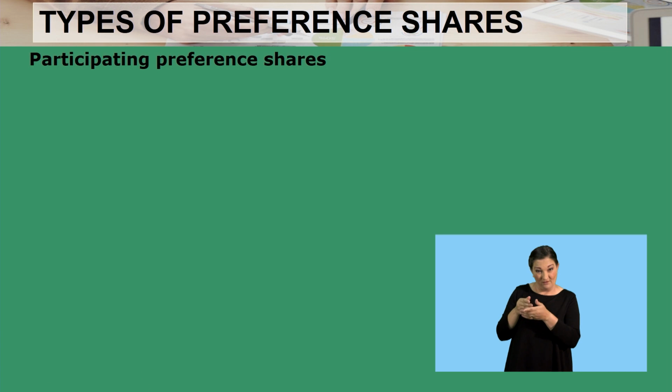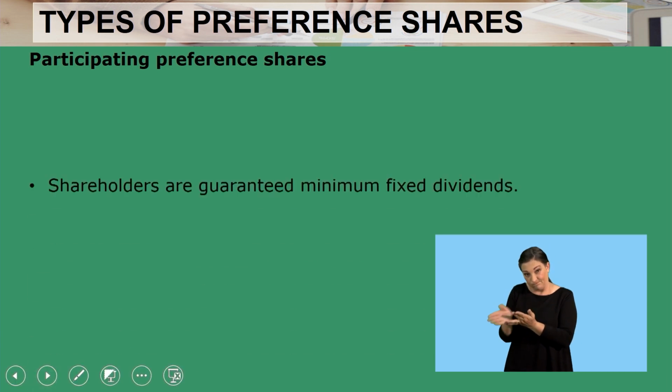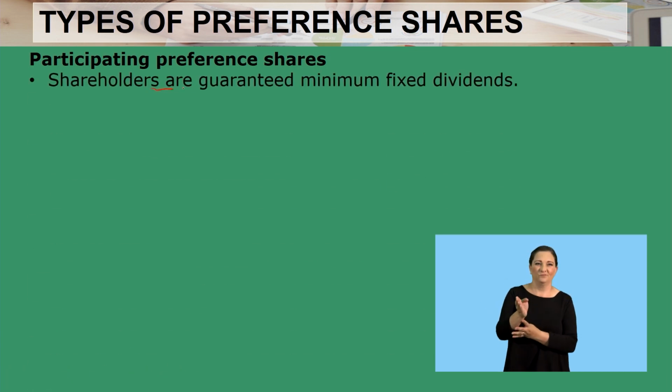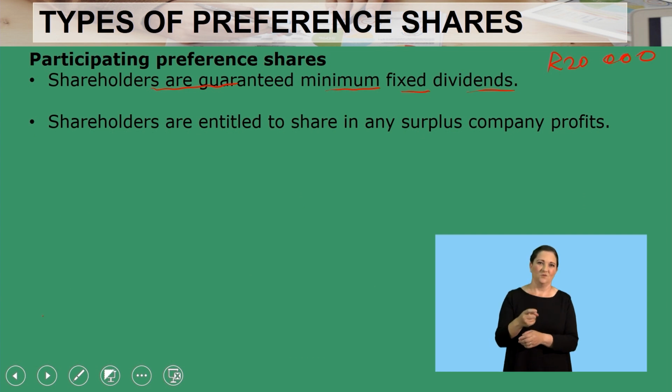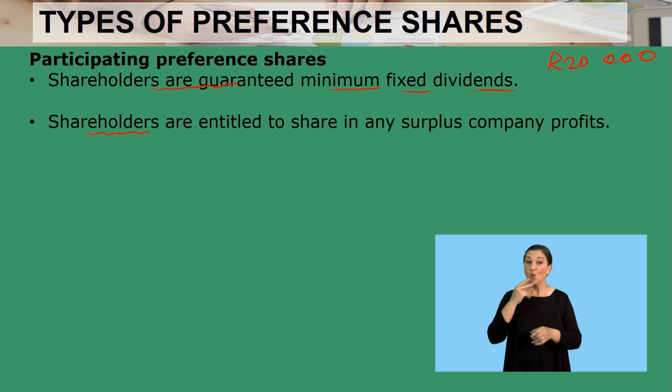The first one is your participating preference share. What do we mean by that? Shareholders here are guaranteed their minimum fixed dividends. That is one thing. So if the minimum is 20,000, they are guaranteed they will receive those. But another aspect about the participating is that shareholders are entitled to share in any surplus company profit. They can receive more when it comes to participating preference shares.